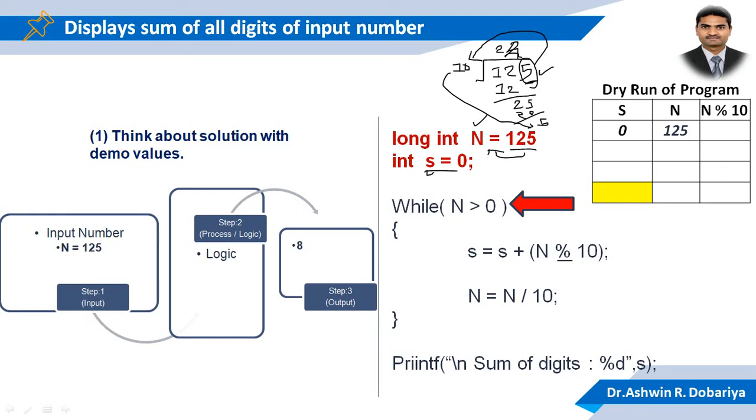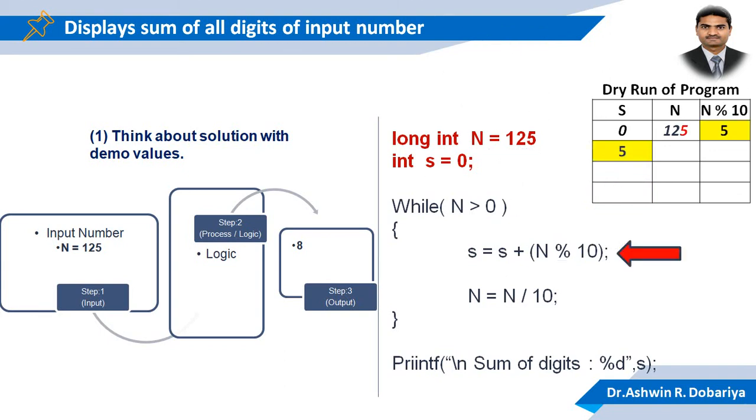Then we have to execute a loop till n becomes 0. When n is greater than 0, the loop should be executed and repeated. So first 125 is our input number, and the condition becomes true the first time. When the loop is executed the first time, s is 0 and n is 125. Now the condition is true, so control comes inside the loop.